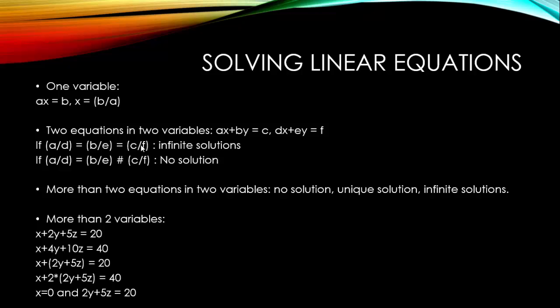If a by d is equal to b by e not equal to c by f, then there is no such x and y which will satisfy both equations. So no solution. In all other cases, solving the equations is straightforward. Multiply equation 2 by a by d and subtract from 1.